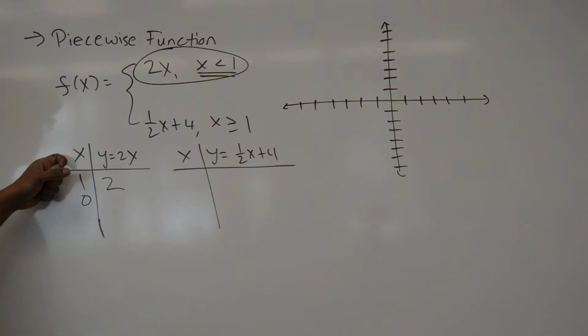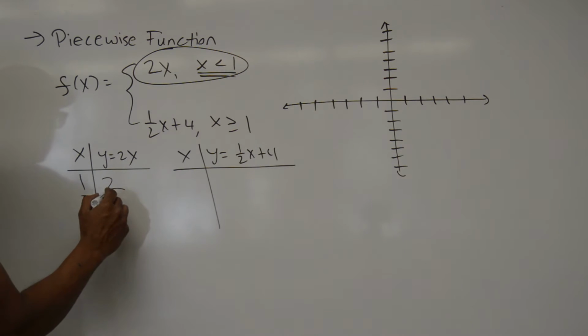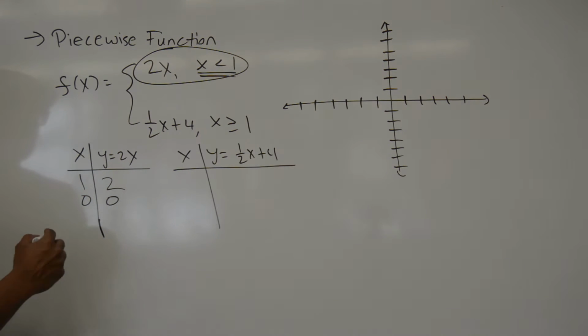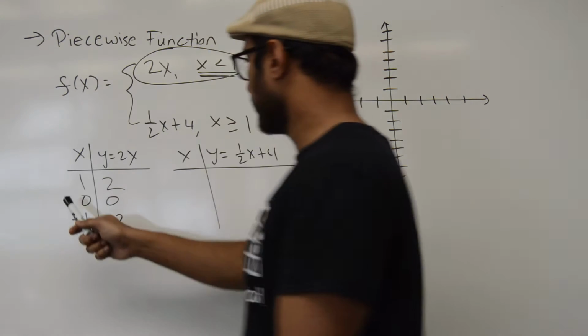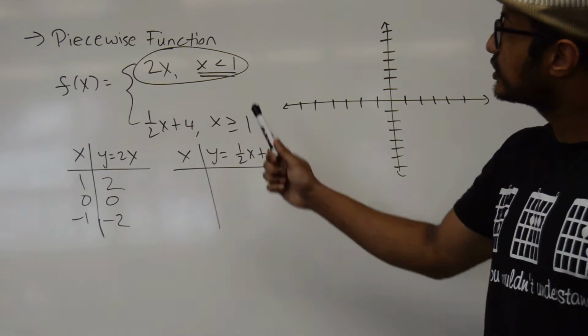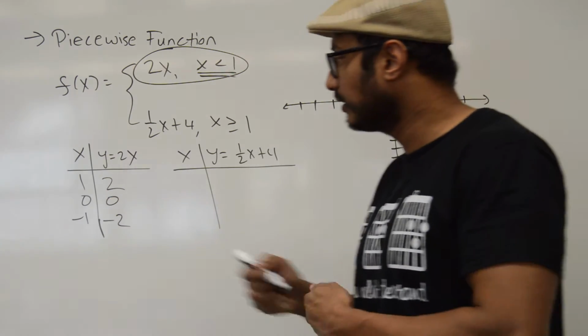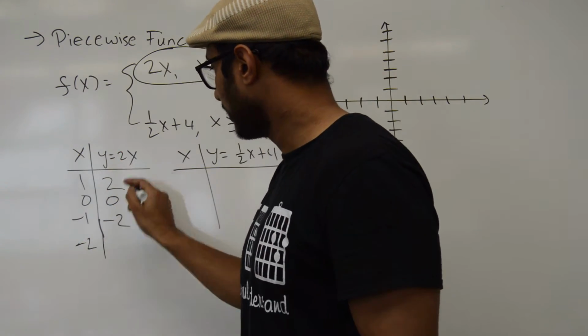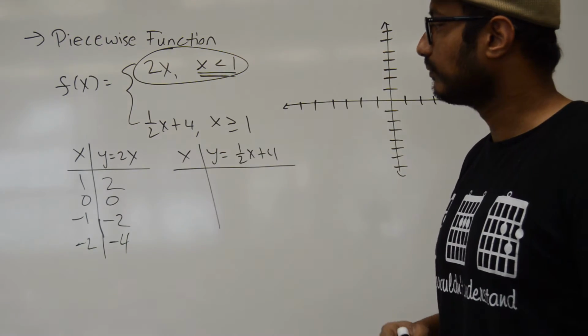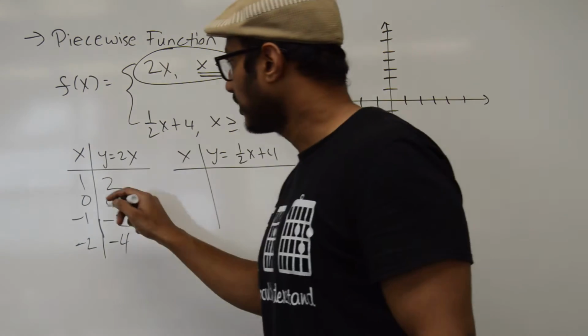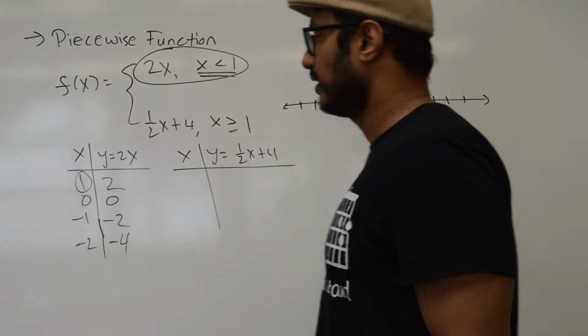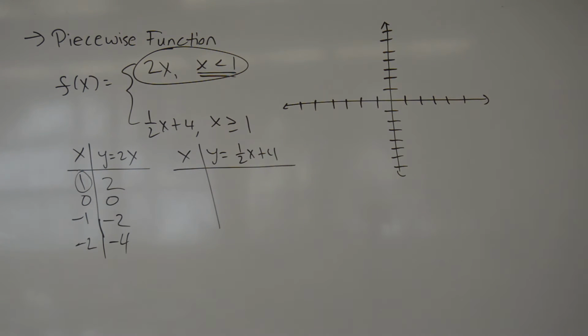Because I'm picking x values that are less than 1. So if this is 0, 2 times 0 is going to be 0. What else can I pick? I can pick negative 1. 2 times negative 1 is going to be negative 2. So it's important that you understand why we're picking 1, 0, and negative 1, because your x values have to be less than 1. So they can be 0, they can be negative 1, you can pick negative 2. 2 times negative 2 is negative 4. Okay, and when you graph this, at 1, you're going to put an open circle. And I remind myself of that by putting an open circle on 1.